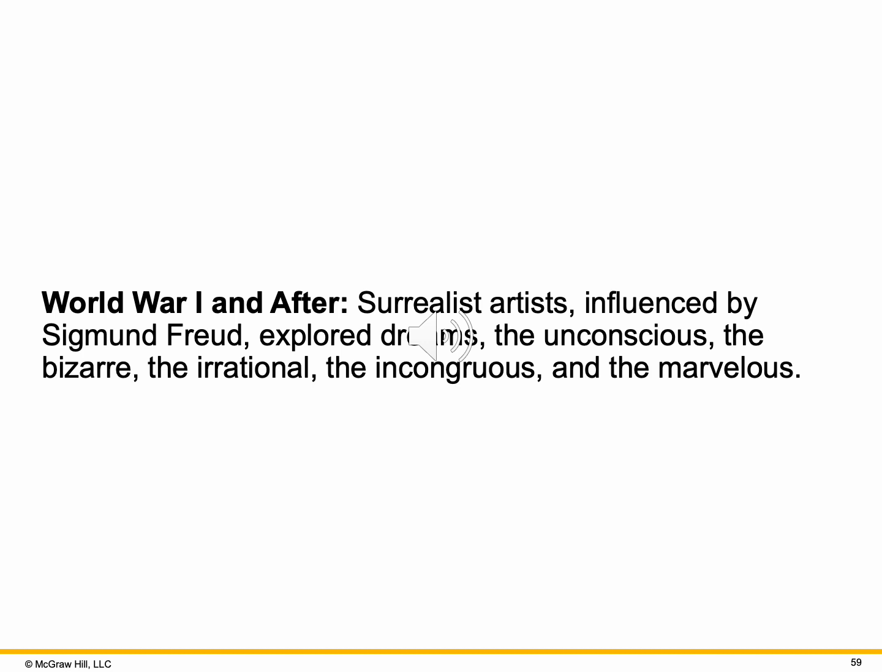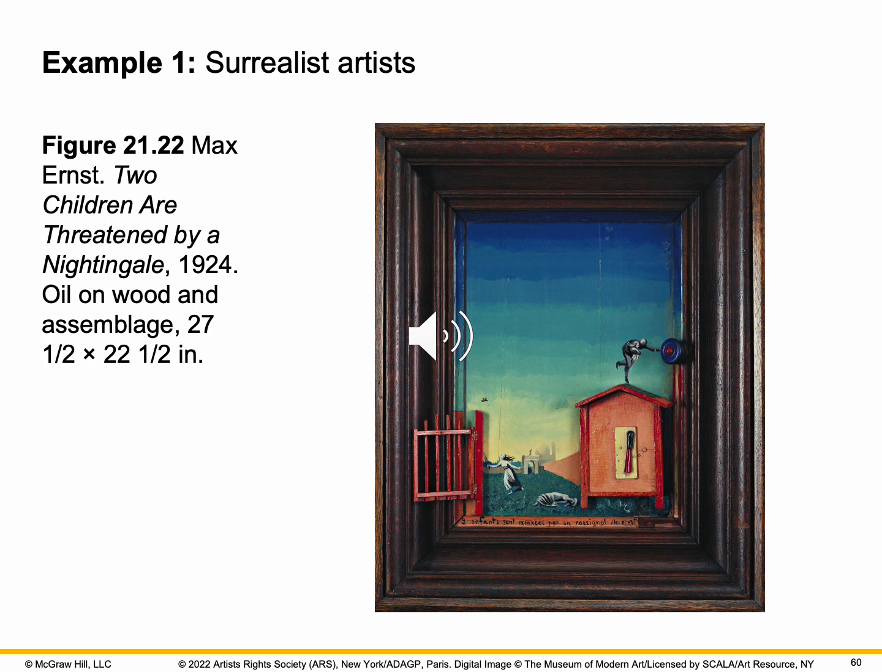After World War I, surrealist artists influenced by Sigmund Freud explored dreams, the unconscious, the bizarre, the irrational, the incongruous, and the marvelous. The surrealist painter Max Ernst claimed to have been inspired by a dream when he made Two Children Are Threatened by a Nightingale. The work is an assemblage of prints, images, paint, and wood elements that the artist constructed. A gate, a house, and a doorknob project from the picture plane, pushing the image into our space.